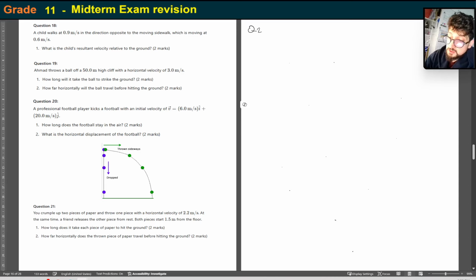Question 20. A professional football player kicks the football with an initial velocity of v equals 6 meters per second in the x, excuse the I, and then 20 meters per second in the y. We'll just change our i and j to x and y to make things slightly easier. So what this means essentially is that we have the same situation as before.